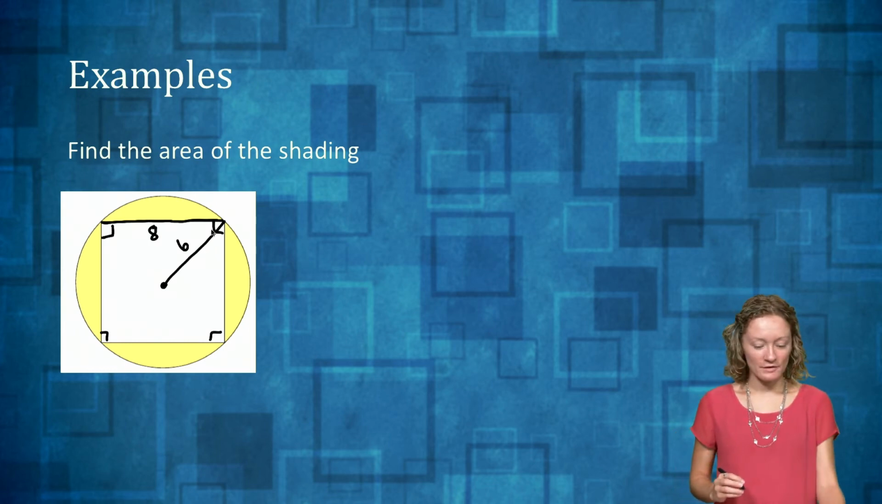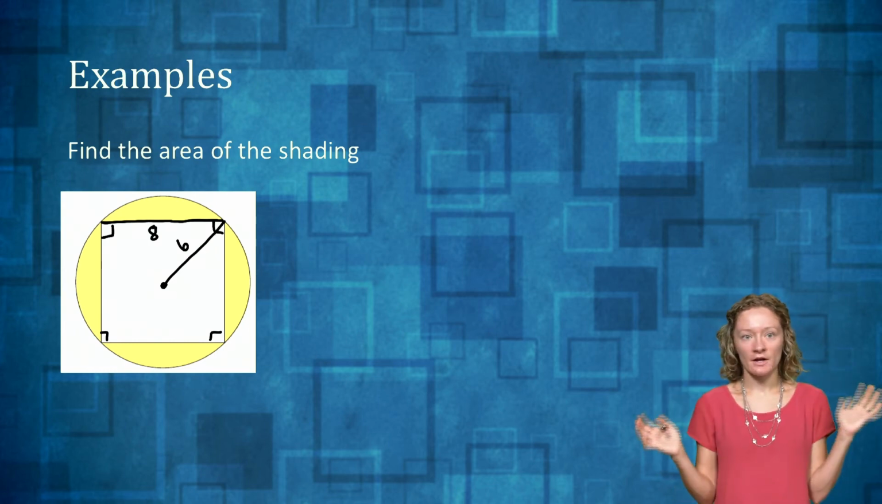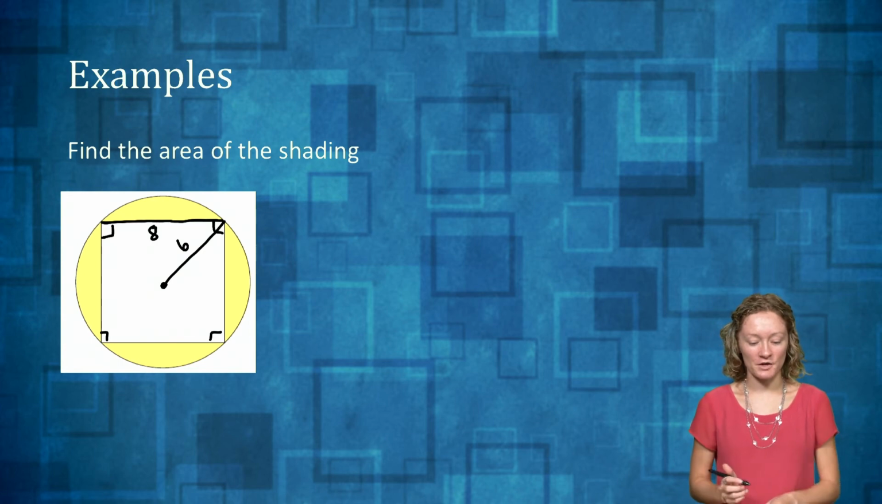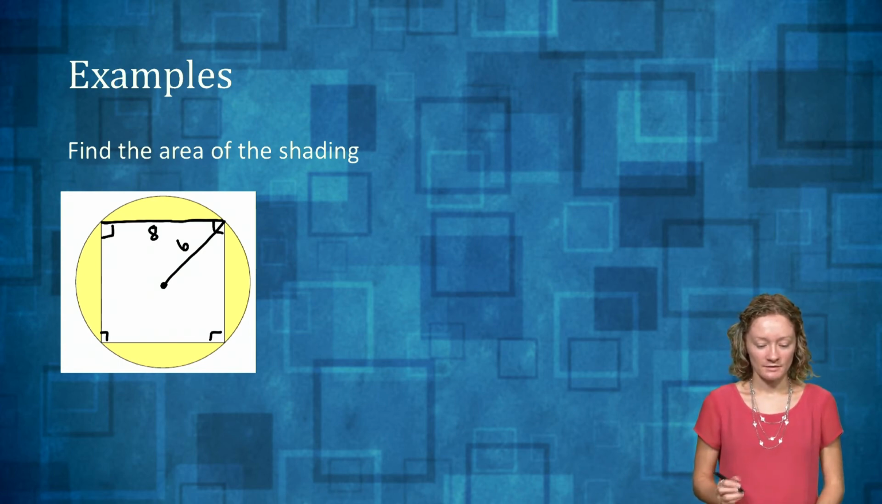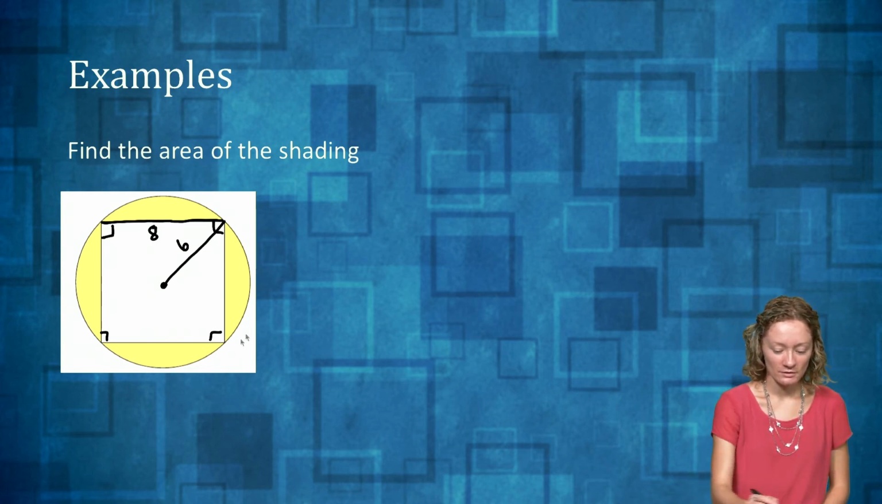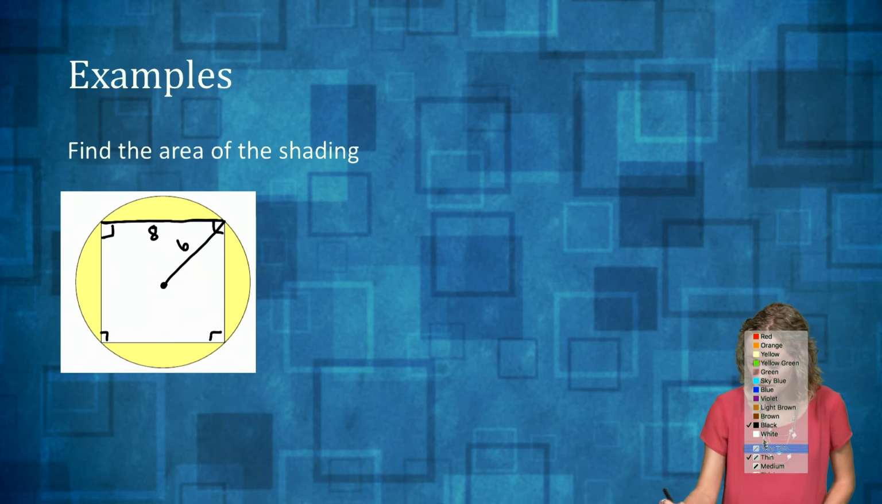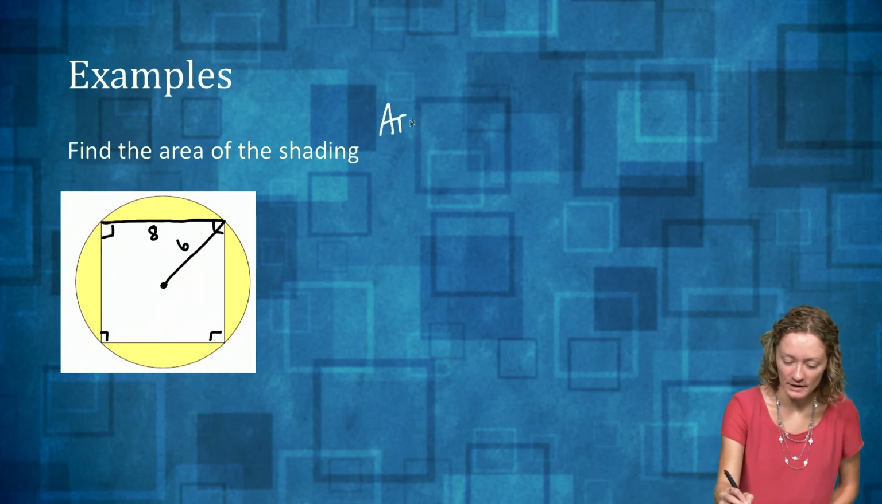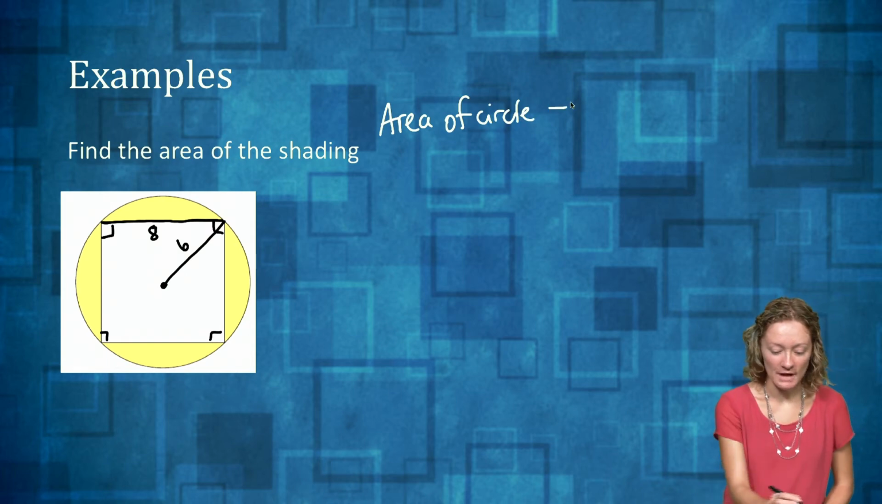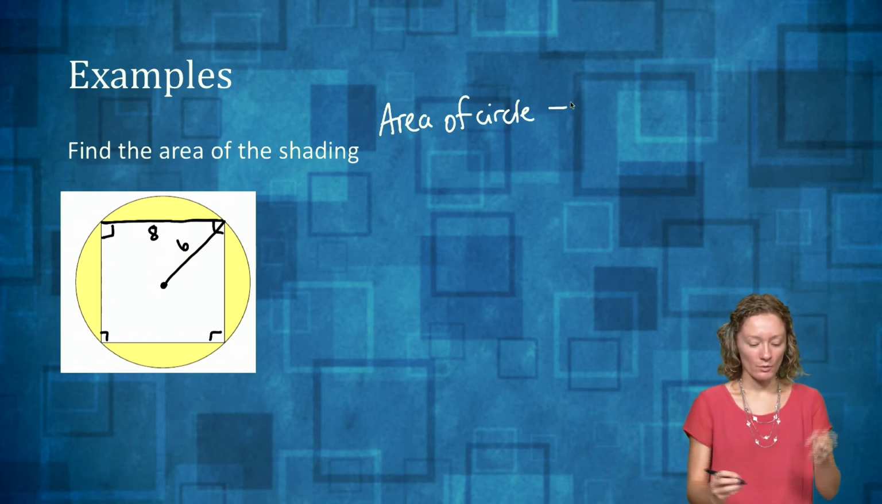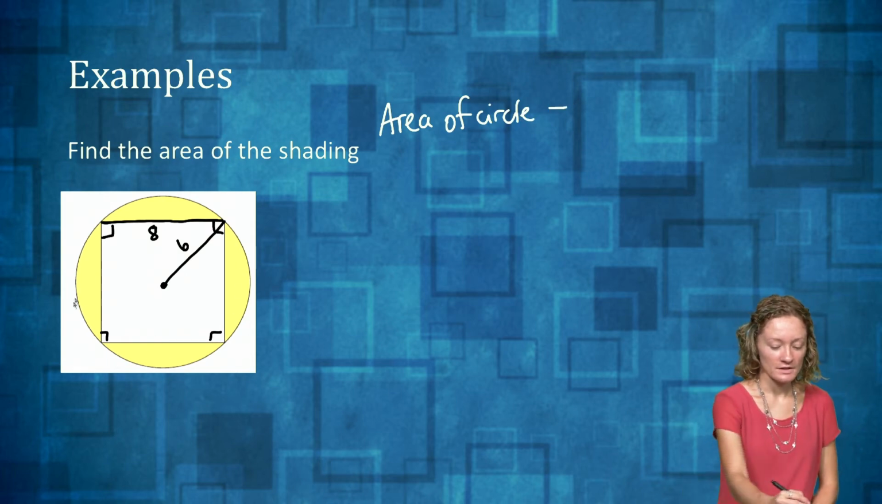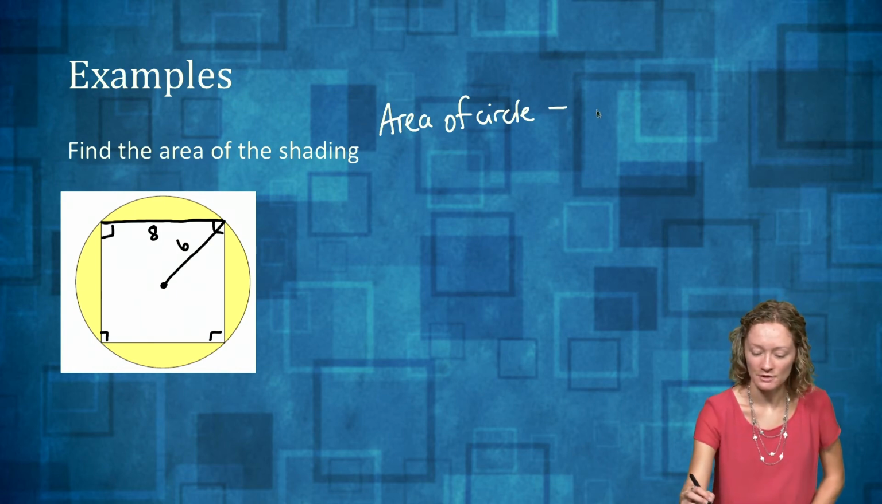So ultimately, how do you think we could think big picture, not in the numbers yet, what would we do to figure out the shading? So first we have a circle, and it's essentially as if we have a square of shading removed from it. So if we can find those things, then we should be good to go. If we can find the area of the circle and then subtract out the area of the square, what we'll have left are these little pieces on the outside that are shaded.